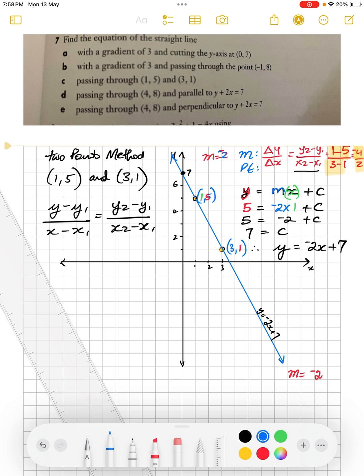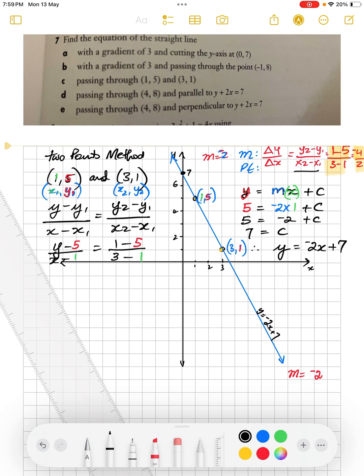I'm going to call this x1 and 5 y1, and this is x2 y2. So let's replace our values. y minus y1, I'll put y1 as red, is 5. x minus, I'll put x1 as green, is 1. Equals y2, which is 1, minus y1, which is 5, over x2, in the other point, the second x value is 3, and our x1 was 1.